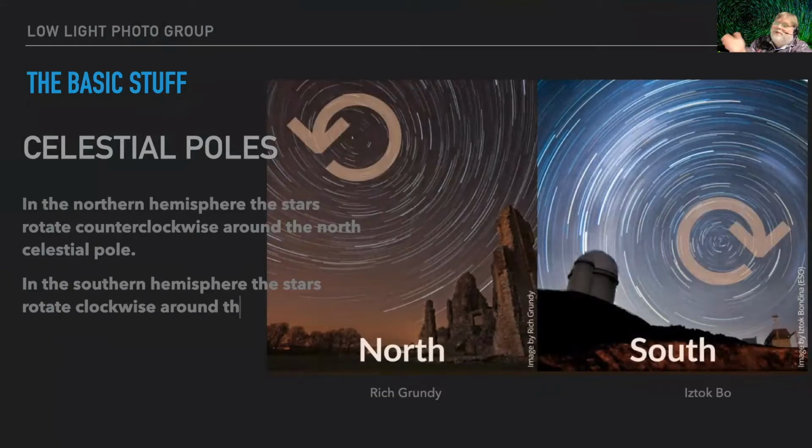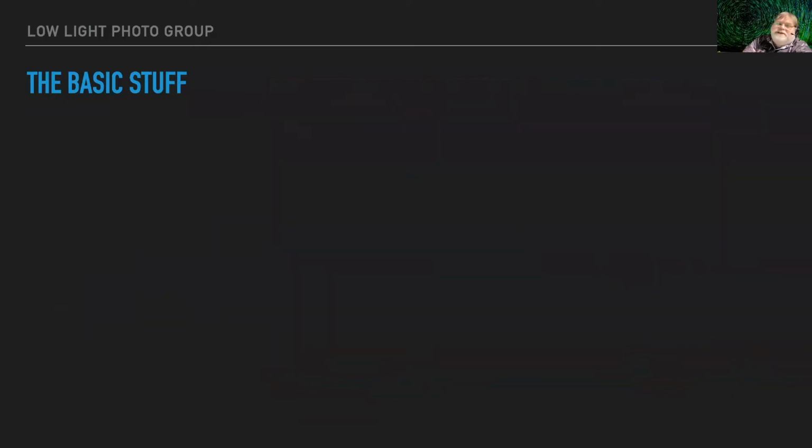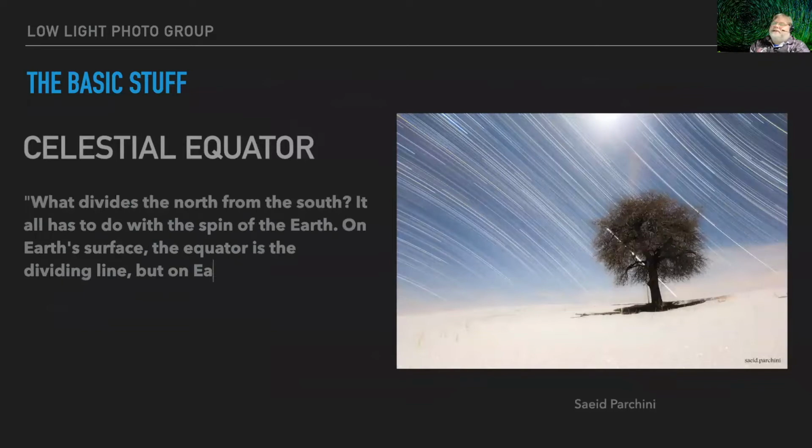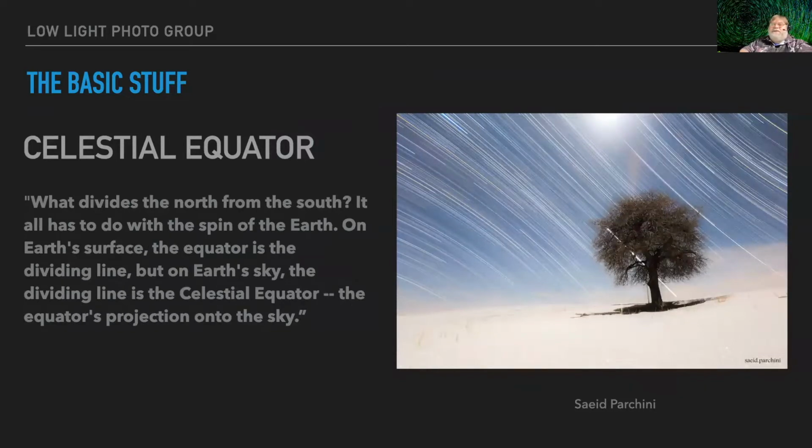But up here in the northern hemisphere, where everything spins correctly, the other hemisphere spins the other way, so you get to see that. Personally, the effect looks the same to me, but obviously there's a difference. There's also a thing called the celestial equator, which is basically where the north and south hemisphere spins go in opposite directions.